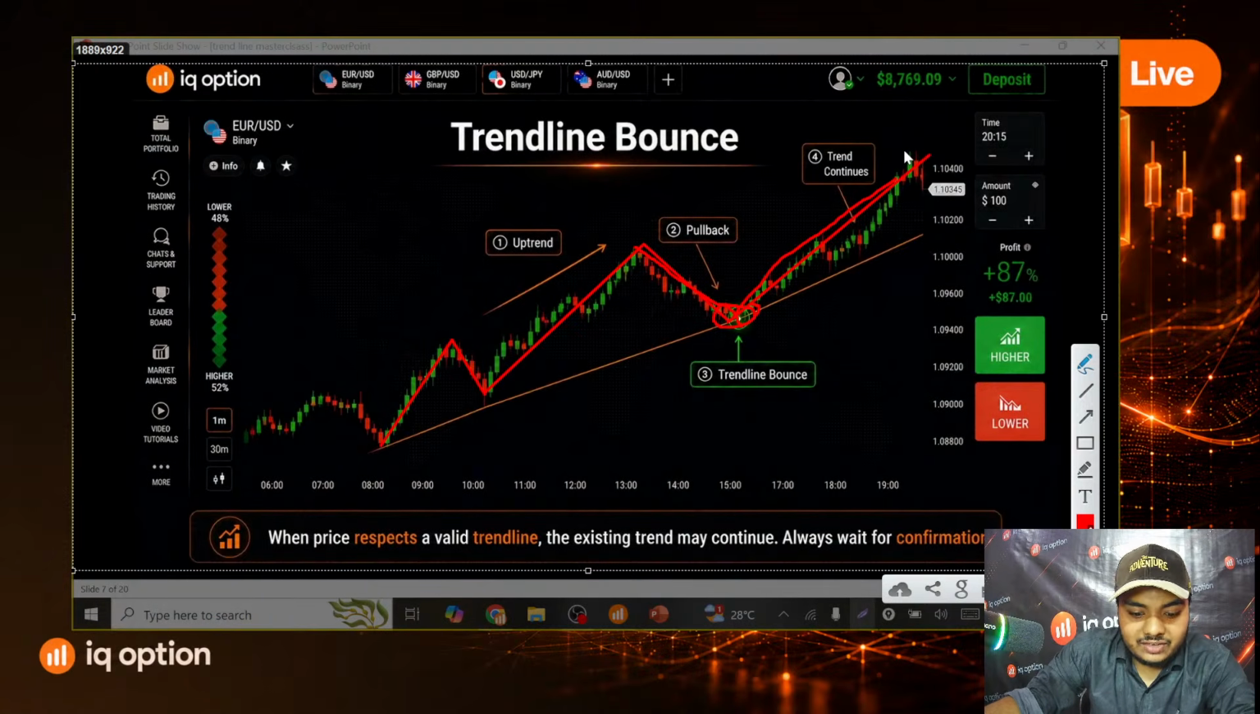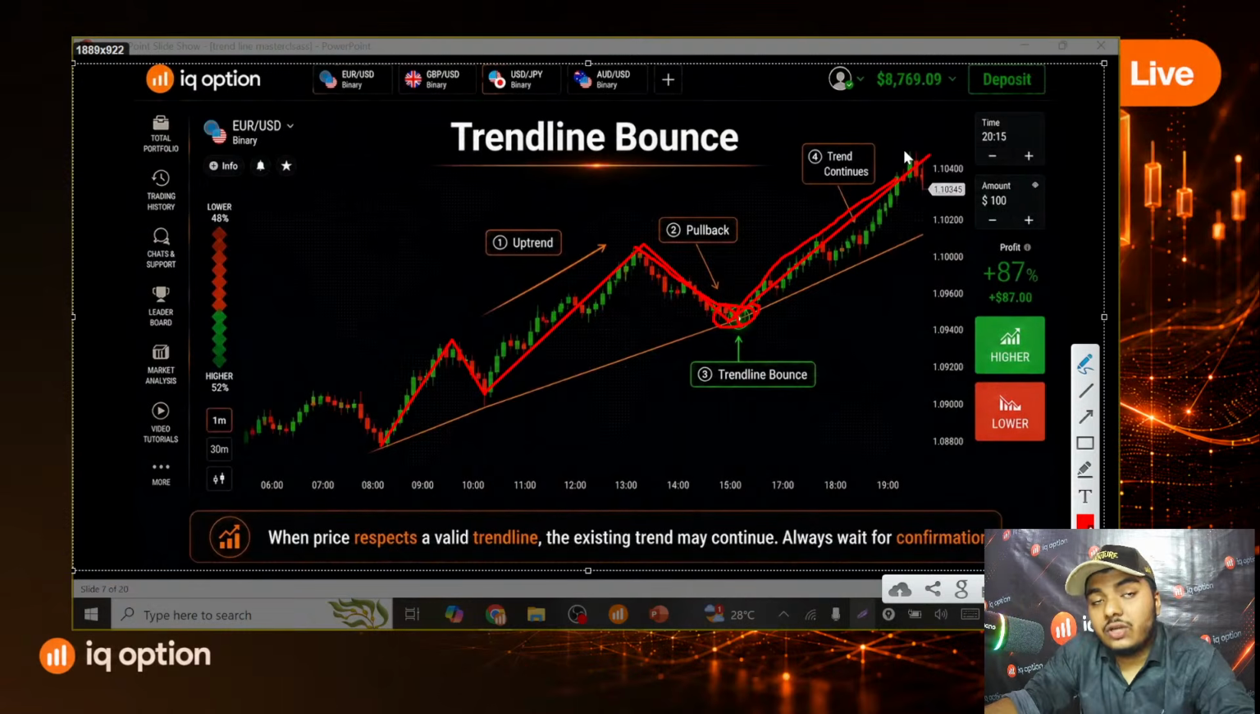A trend line bounce tells us that the buyers are still defending the trend. However, remember that the trend line is not a guarantee. Sometimes the price respects it and sometimes it breaks through it. That's why we always wait for confirmation instead of making a decision too early. So guys, the moral of the story is the trend line bounce shows that the market is still respecting the current trend. Always wait for confirmation before making a trading decision. I hope you get it.